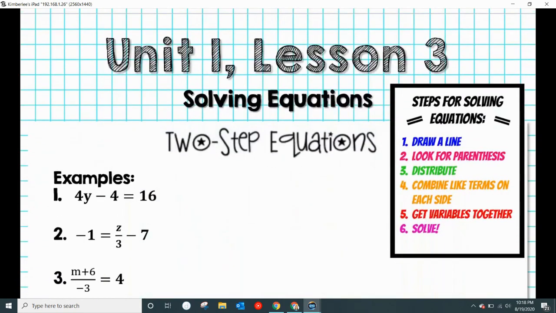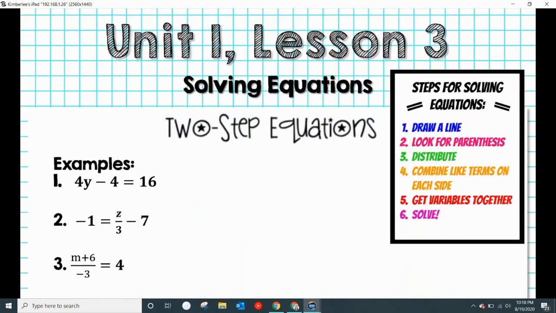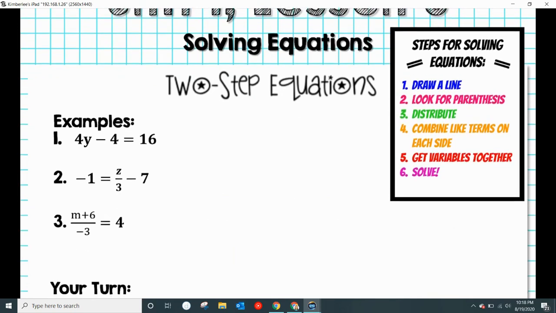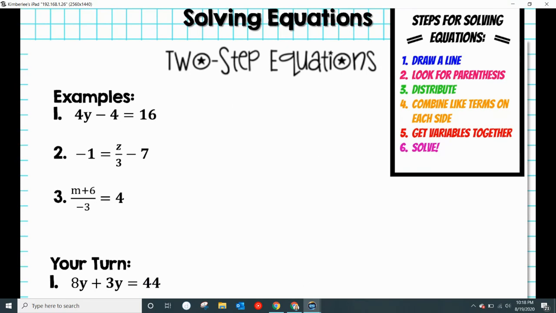Okay, so hopefully you're ready to move on now to 2-step equations. Again, these are not much more difficult. Instead of doing 1 step, we're going to have 2. Now, again, here's our poster. We're going to come to these steps tomorrow, and we're going to use them, I promise.